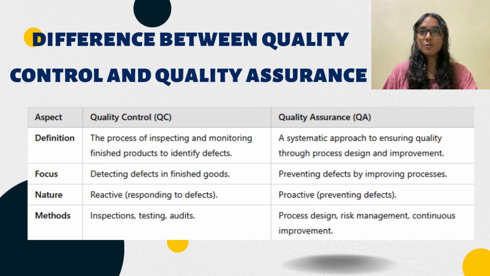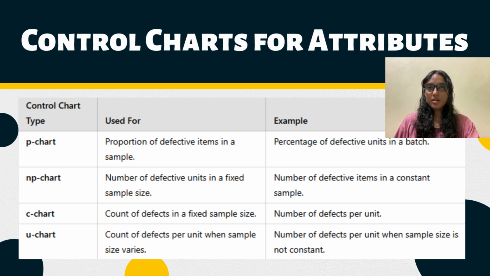Now, let's see how control charts for attributes integrate into these approaches. Let's talk about control charts for attributes, which are a crucial tool in quality control. These charts help us monitor the performance of a process by focusing on defects and defective items. On this slide, we can see the four types of control charts: the P chart, NP chart, C chart, and U chart. Let me walk you through their purposes and examples.